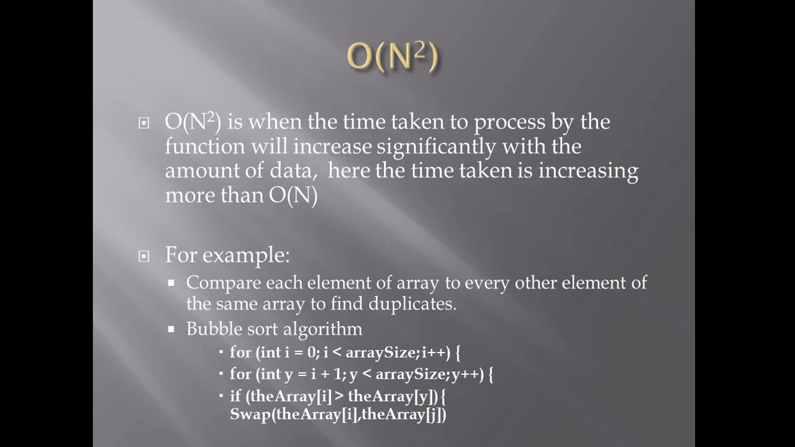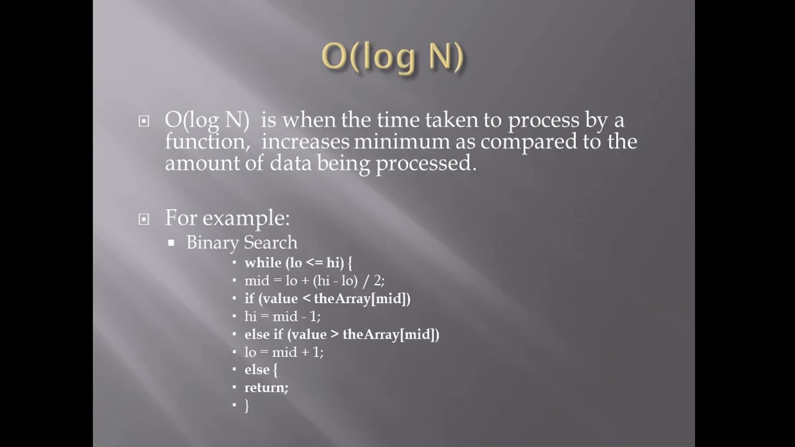So let me move further to O of log n. Now O of log n is when the time taken to process by a function increases minimally as compared to the amount of data that is being processed. It is going to be lesser than O of n square. So for example, binary search. What we do in binary search is we don't iterate and compare each element of the array with every other element, but we are just going to divide the array into half.